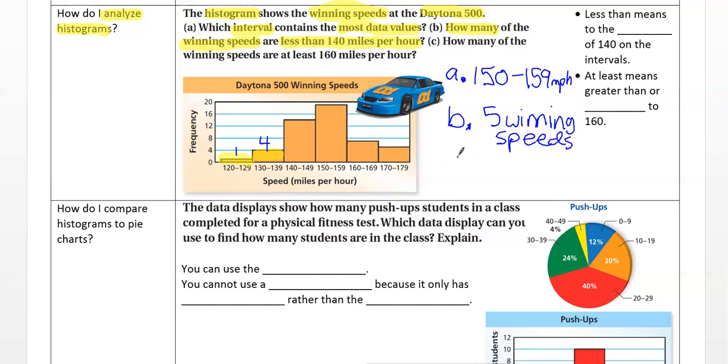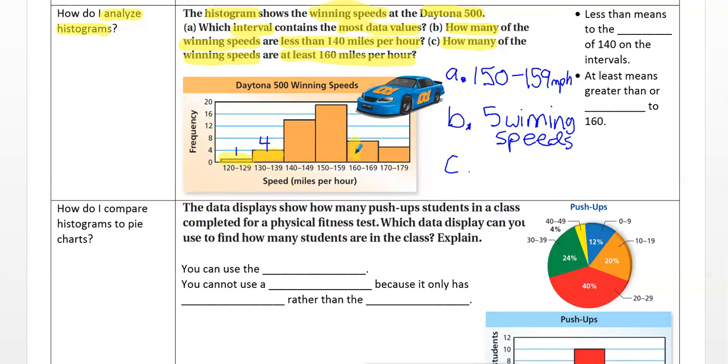Okay, now on to C. And C says, notice I'm just doing this one at a time. Just one at a time, I can answer each of those questions. How many? Okay, as soon as it says how many, are we talking about speed or are we talking about frequency? I hope that you're already seeing, oh, frequency is your how many on a histogram. How many winning speeds are at least 160 miles per hour? At least means greater than or equal to. That means greater than or equal to 160. Isn't that on this side?